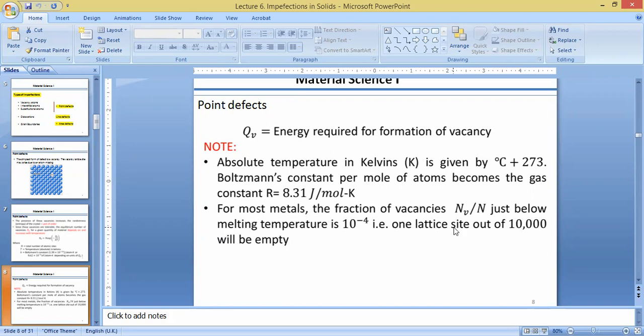So for most metals, the fraction of vacancies, NV over N, just below melting temperature is 10 to the power negative 4. That's usually the fraction of the vacancies.